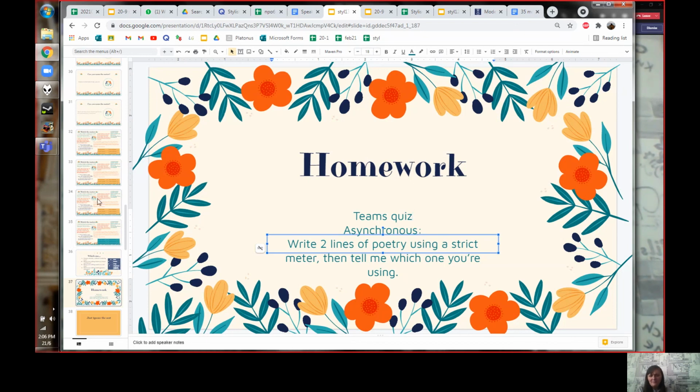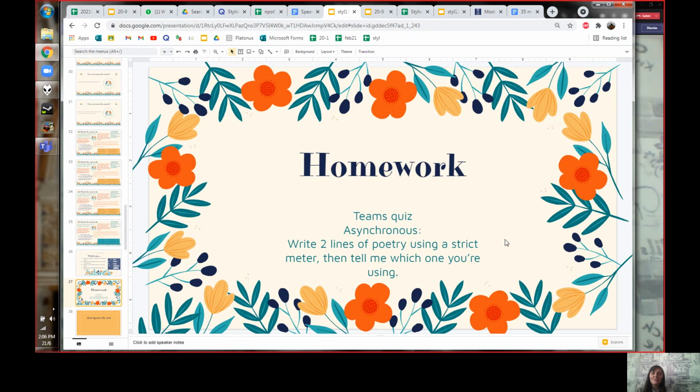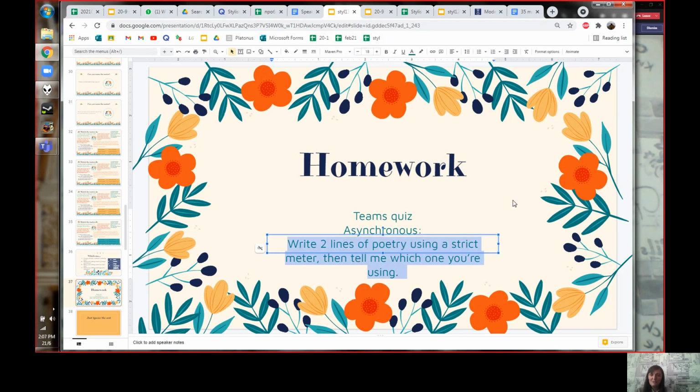So, for example, maybe you want to write in dactylic dimeter. You can say, English is very good and I like studying. There you go, that's dactylic dimeter, two lines of it. You can choose whatever one you want. I just want you to show that you understand how to do it, all right? So, Teams quiz and two lines of poetry.